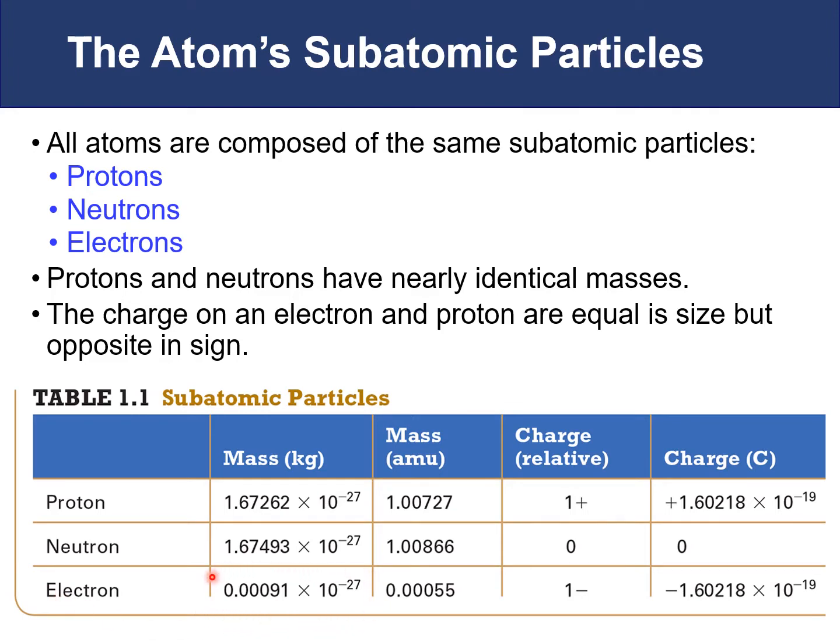This means that the vast majority of the mass of any atom is coming from the protons and neutrons, which are found in the nucleus. The charge on an electron and proton are equal in magnitude but opposite in sign. You can see here the charge on a proton and the charge on an electron.